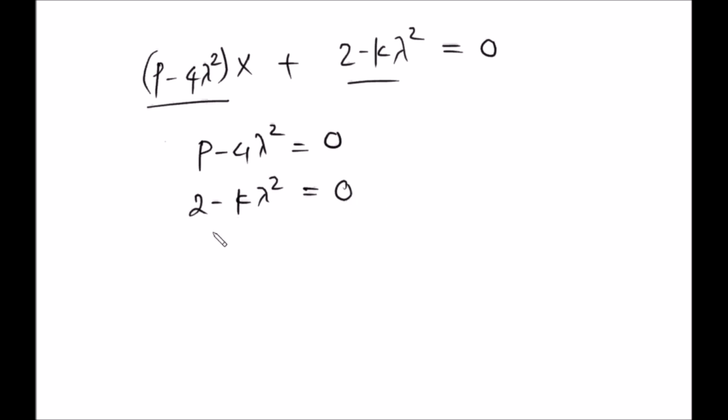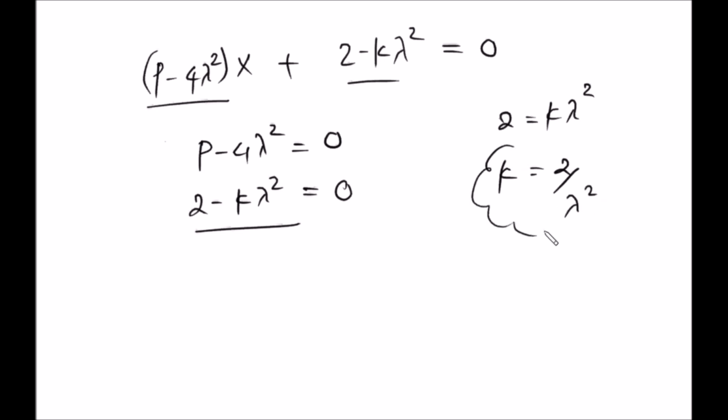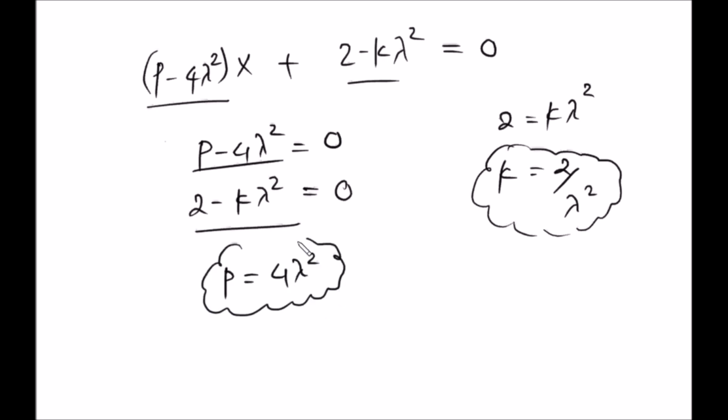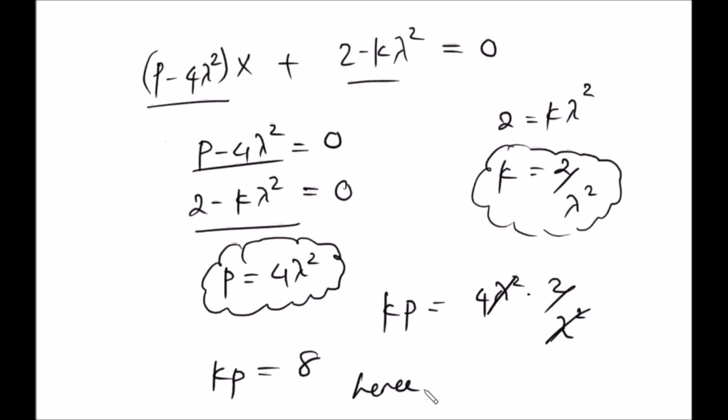Kwa hiyo hapa kwenye hii question ya pili tutapataje? Tutapata 2 ni sawa na k lambda squared. Kwa hiyo tutapata k ni sawa na 2 over lambda squared. Hii ni k. Alafu hapa tutapata nini? Tutapata p ni sawa na 4 lambda squared. Hii ni p. So nikichukua k times p maana yake nichukue 4 lambda square, yani p times 2 over lambda square. So lambda square imeisha. Kwa hiyo 4 times 2 ni 8. Kwa hiyo kp sawa na 8. Hence proved. So ndo baadhi examples za ile concept tuliosoma ya principle of undetermined coefficient.